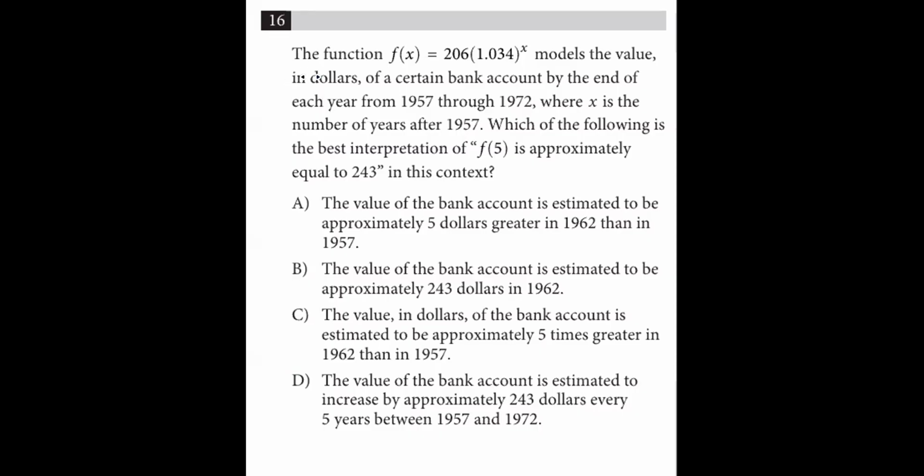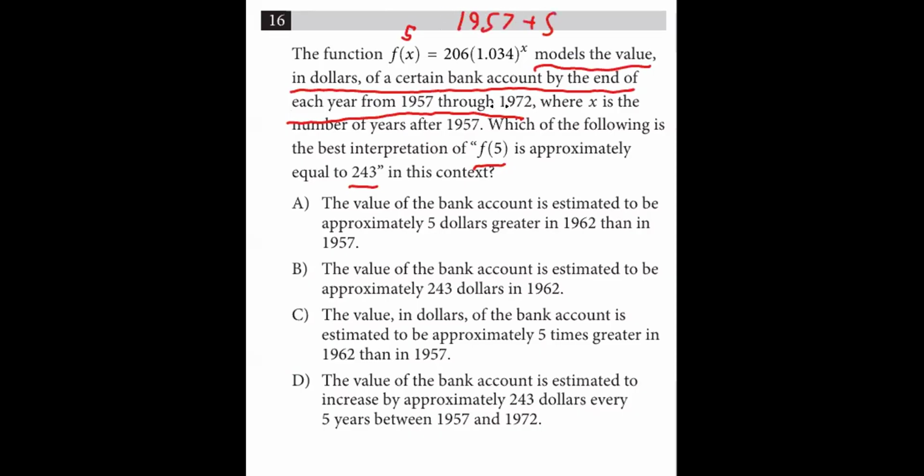Okay, so for question 16, we got a function, and the function models the value in dollars of a certain bank account by the end of each year from 1957 to 1972. Nothing else matters because we're just looking at what f of 5 is approximately equal to, 243. What does this mean? So 5 is the number of years after 1957.